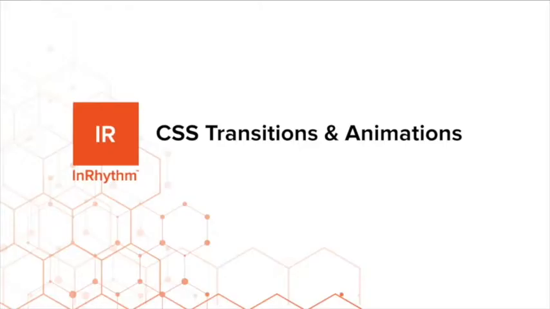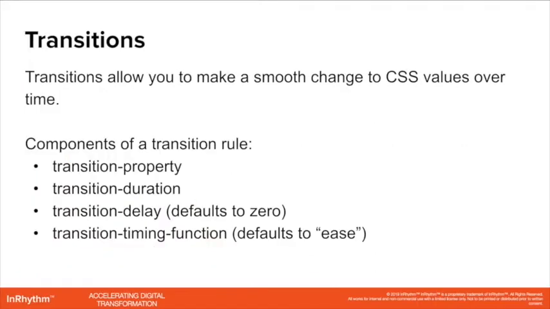Let's dive into the two CSS properties that are used to add animation to your app: transitions and animation. First up, transitions are the simplest way of animating a DOM element. A transition is simply specifying how a CSS value changes over time.